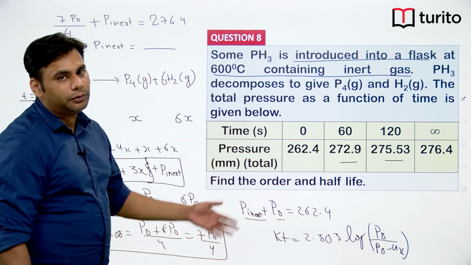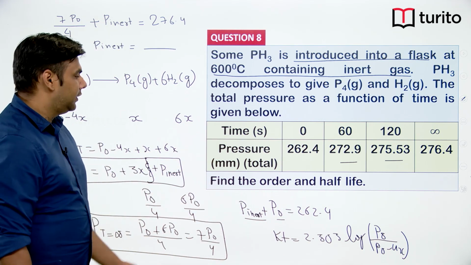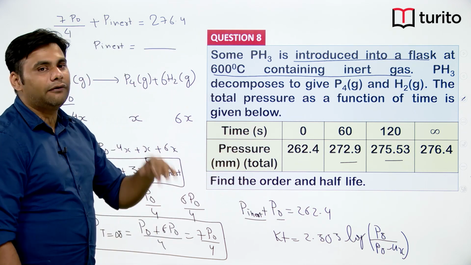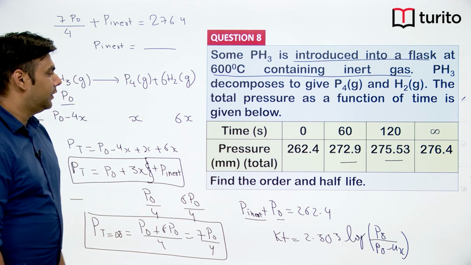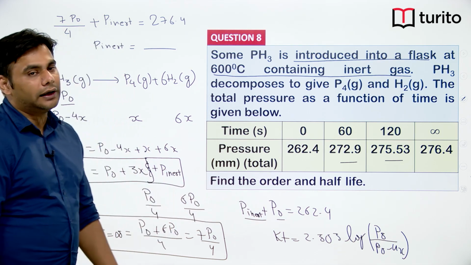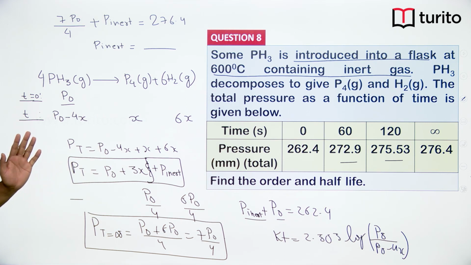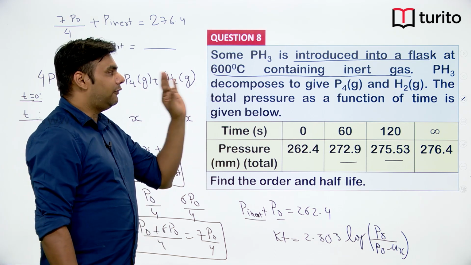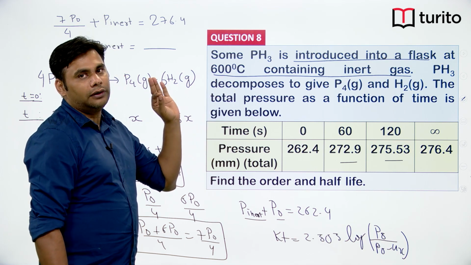If the value comes out to be the same, it is following first order kinetics. If it is following first order kinetics, then t half would be 0.693 upon K. So basically you can calculate the value of K from here and you can calculate the t half. Again, this is a very important question. You have to read the question properly. If you miss out on one of the sentences, the question will go wrong.